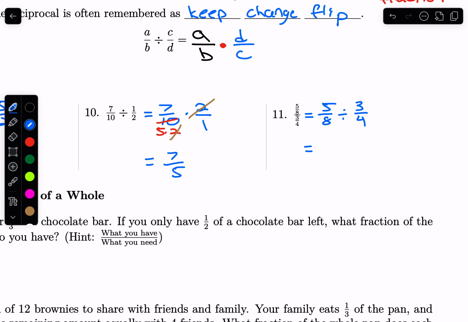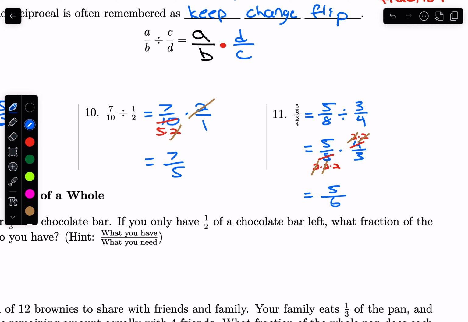So now we're going to rewrite this as 5 over 8 multiplied by 4 over 3, where I do the reciprocal of that second fraction. Notice that the number 8 is actually 2 times 2 times 2, and the number 4 is actually 2 times 2. So we can cancel out 2 2's from the bottom and 2 2's from the top. So after doing that cancellation, we end up with just 5 on top and 2 times 3, which is 6 on bottom.